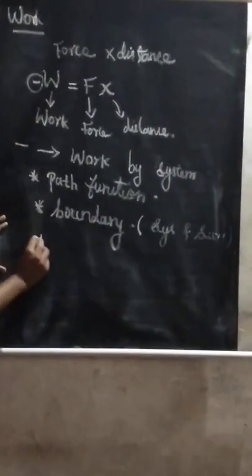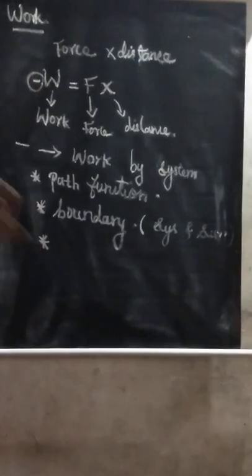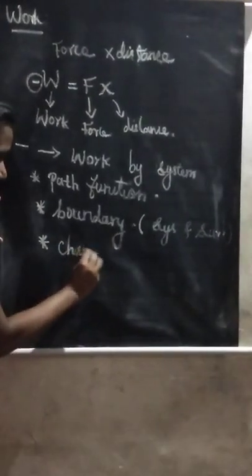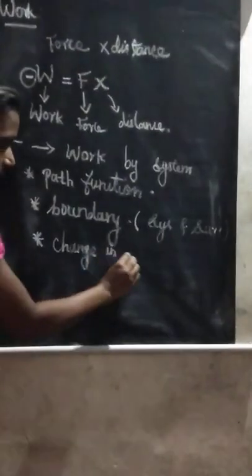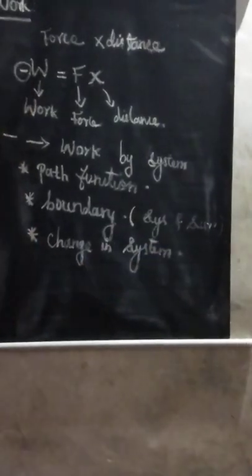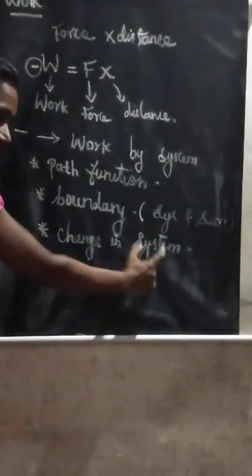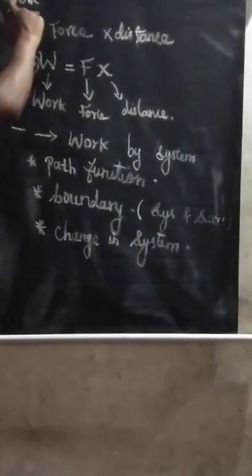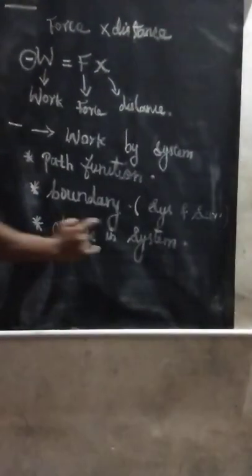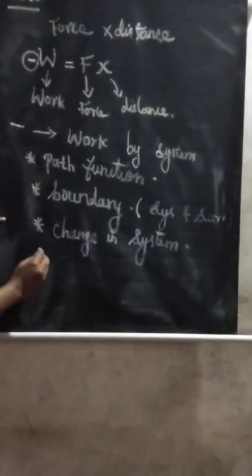Then the third point: this work appears during the change in the state of the system. If the system state changes, this work will appear. Understand? The next point, one more point.